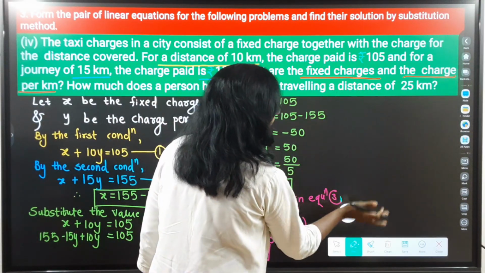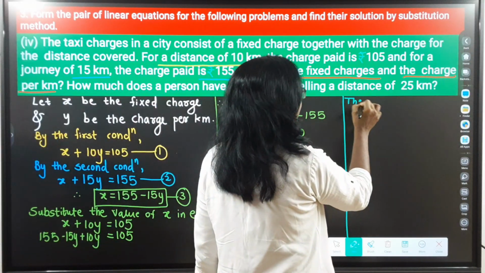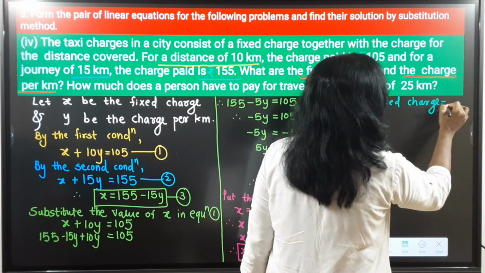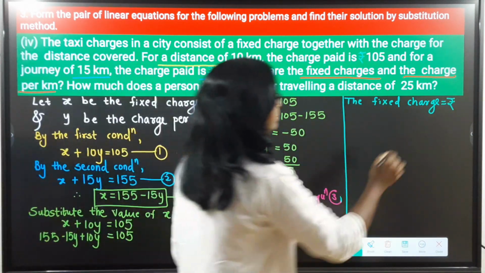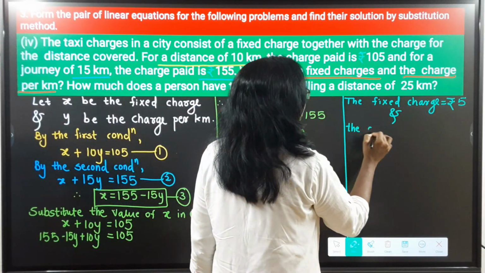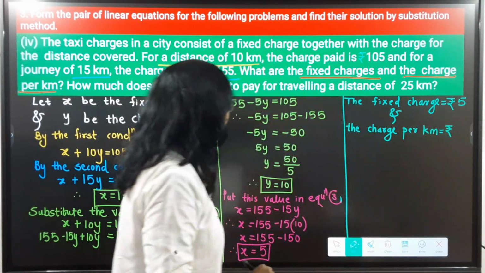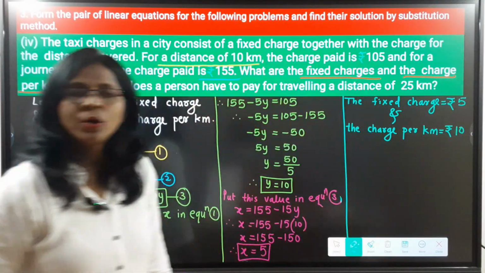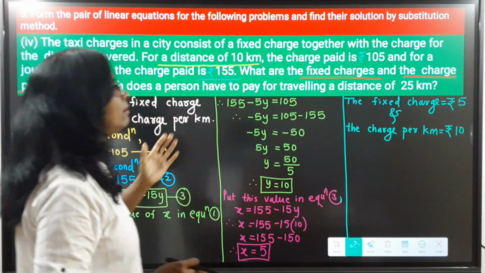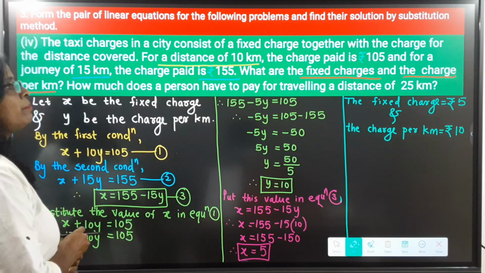So now here students, we finally say that the fixed charge is equal to rupees 5, and the charge per kilometer is equal to rupees 10. Okay students, so finally we have the answer. Now here students, how much does a person have to pay for traveling a distance of 25 kilometers? Again there is a sub question, students: how much does a person have to pay?